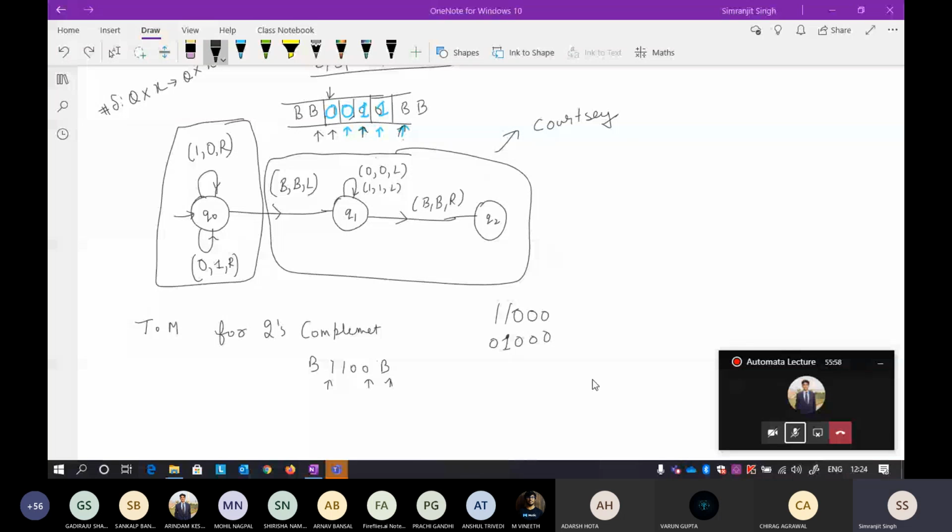Okay, so how to do this one? Again, I will follow the common courtesy that I will take my pointer to the starting of it. Varun has given the answer. Adarsh has also given the answer. Just let me confirm. Okay, it seems correct.